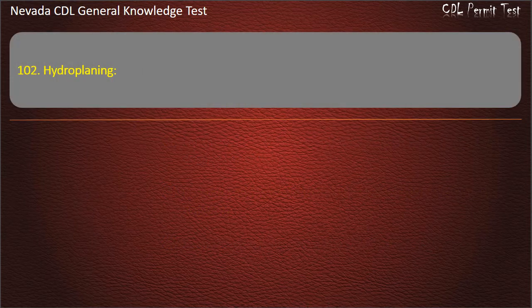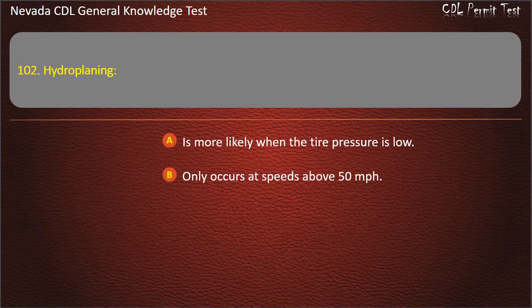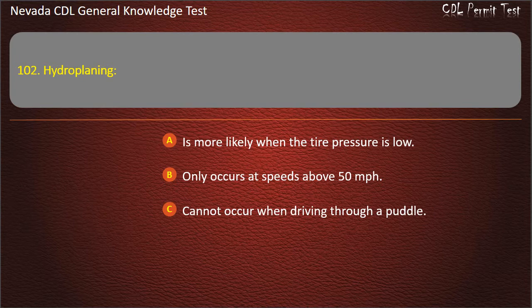Question 102. Hydroplaning is more likely when the tire pressure is low. Only occurs at speeds above 50 miles per hour. Cannot occur when driving through a puddle. Answer: Is more likely when the tire pressure is low.